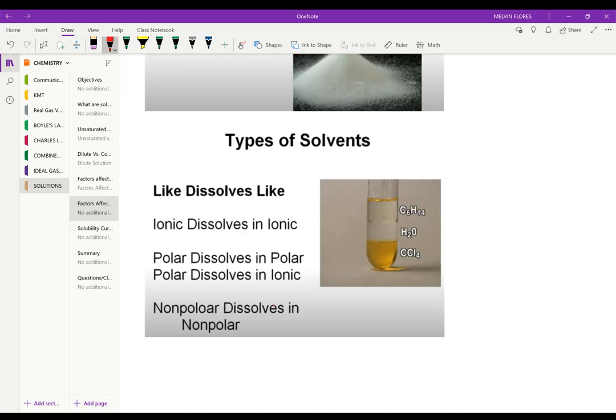So if you combine oil with water, they're actually immiscible, which means they don't combine as one, because they're polar and non-polar. So the rule is like dissolves like. It depends on the nature of the solvent. If the solvent is polar, then the solute should be polar in order for it to be dissolved in that solvent, water. All right, so these are the factors that affect the solubility of a substance.